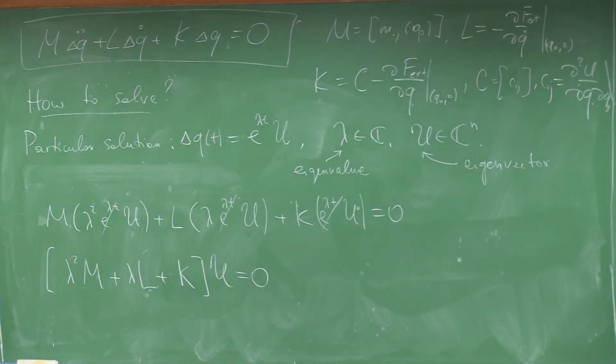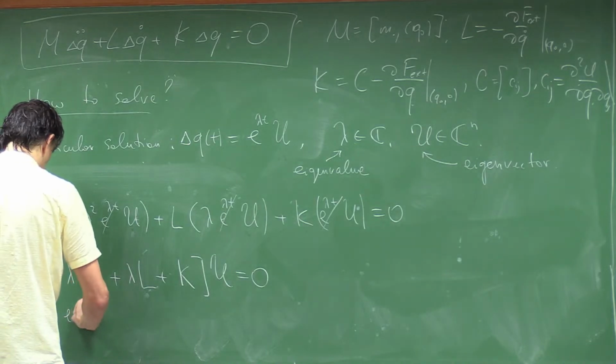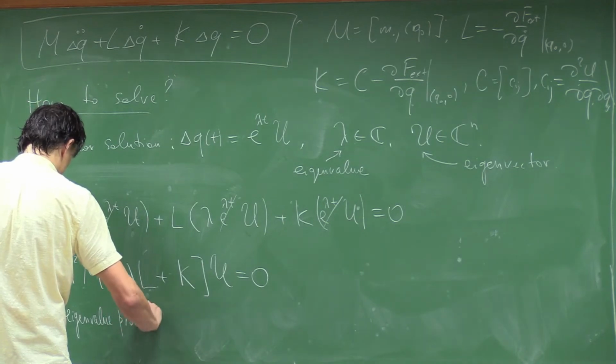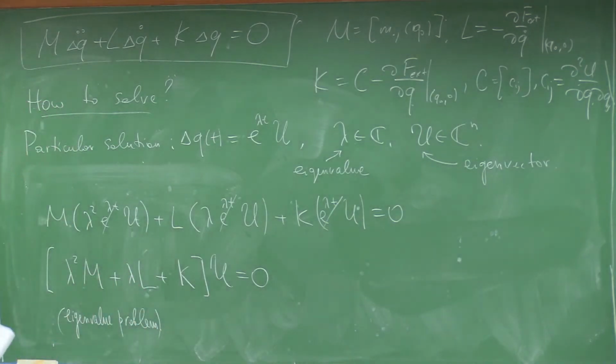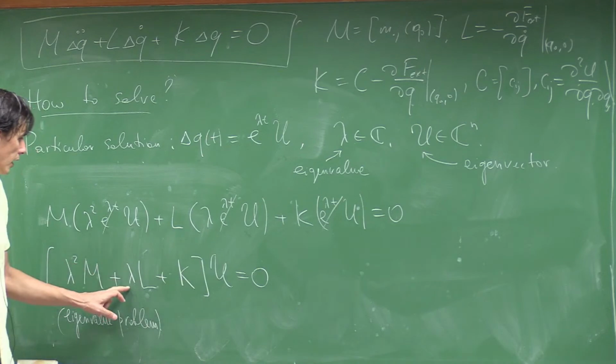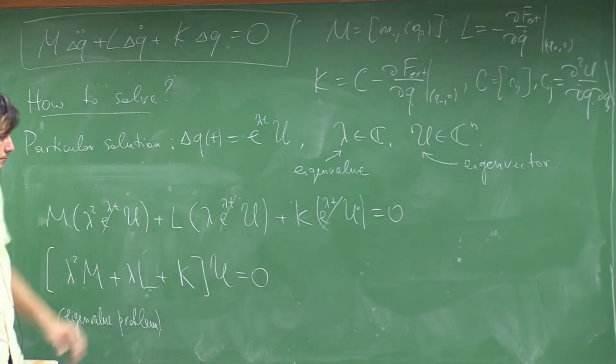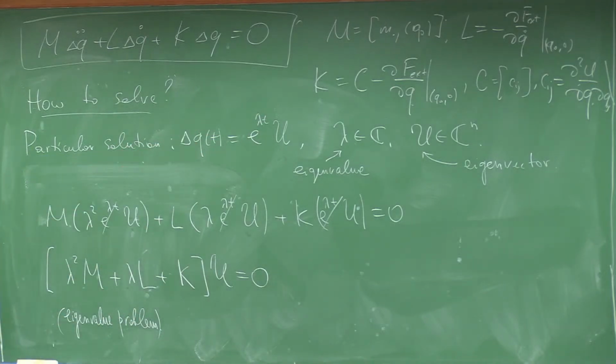So this is what's called the eigenvalue problem. That's an equation. If you get any pair of lambda and u which satisfies this equation, you get a solution. And that's the idea.